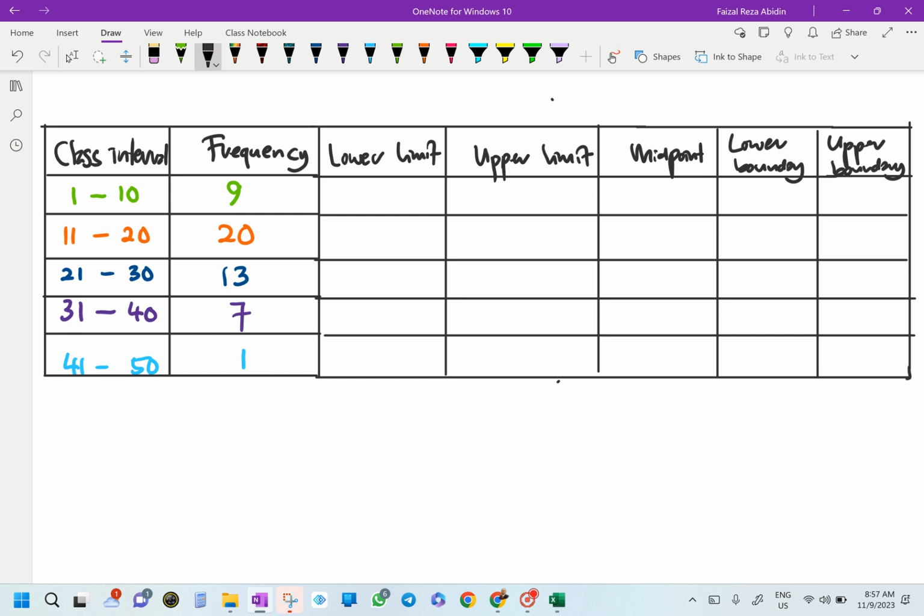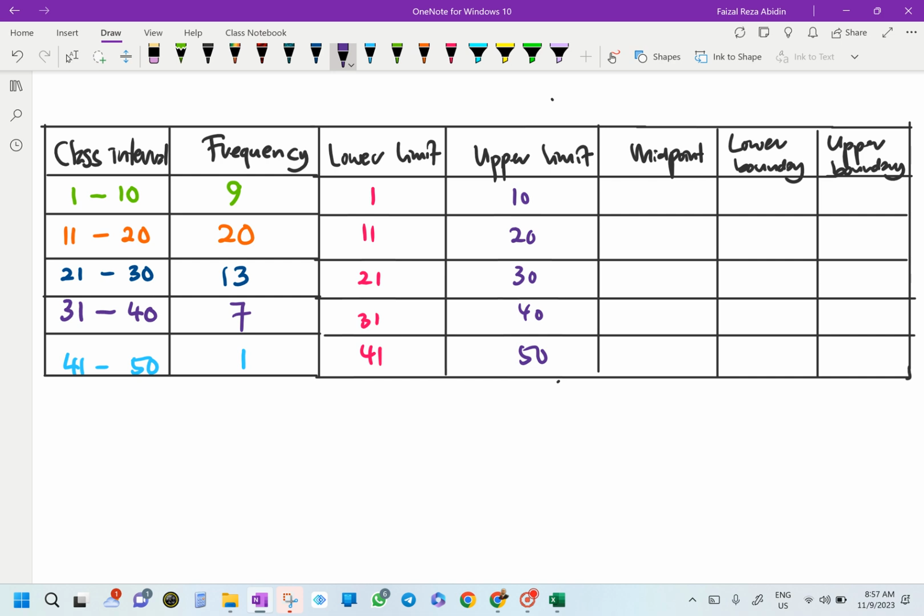Lower limit, you are going to look at the class interval there. Everything on the left side, 1, 11, 21, 31, 41, everything there is going to be the lower limit. So you are going to copy everything there. You have to be diligent and write it. Next is the upper limit. On the right side of our class interval, 10, 20, 30, 40, 50. Can? Okay. How about midpoint?